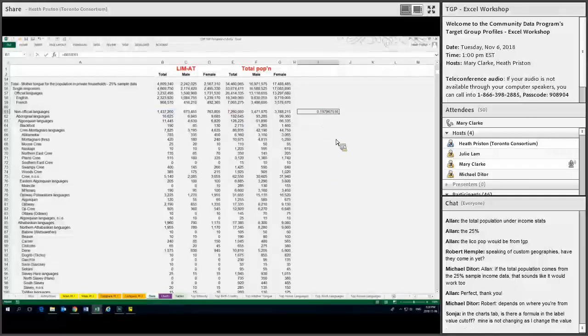What we're talking about here is that if you wanted to, for example, say, what is the low income rate among, let's see here, non-official language speakers, right? I could even just put in a little calculation to say that divided by that. That'll give you an estimate.